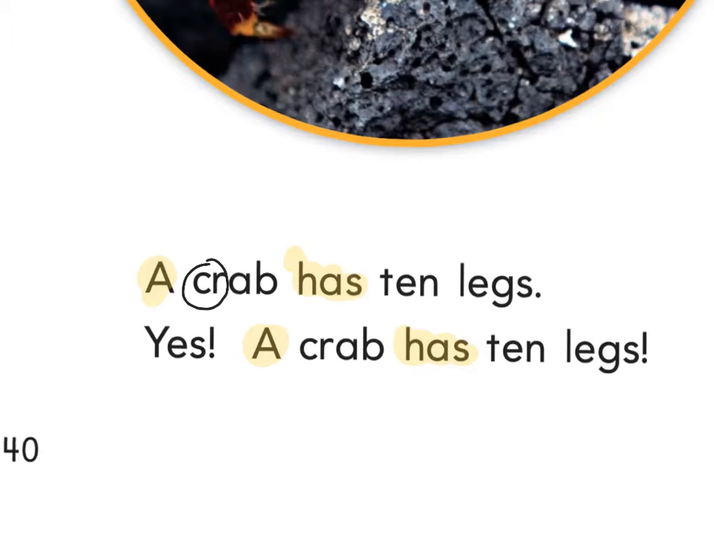What does T-E-N spell? 10. That's the number 10. Good. What about L-E-G? Leg. And they put the ending what on that word? S. I'm going to talk about more than one leg. I see an exclamation mark. Yes. There's a cur in crab. You guys told me that's the word 10. Oh, and I need an ending S on legs and another exclamation. You were right.